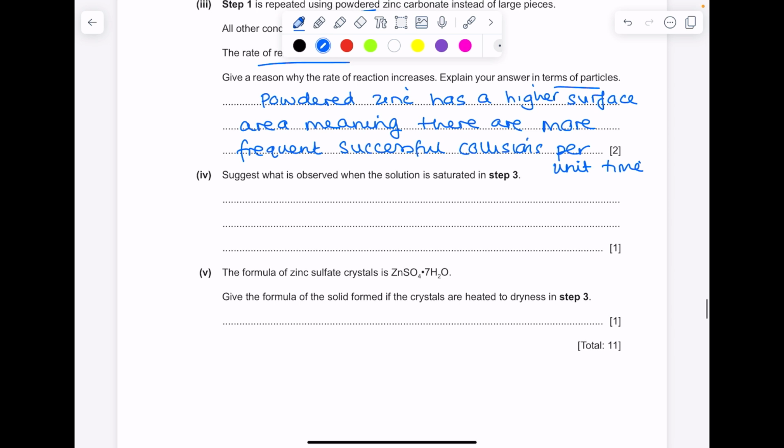Suggest what is observed when the solution is saturated in step 3. You'd see crystals forming.